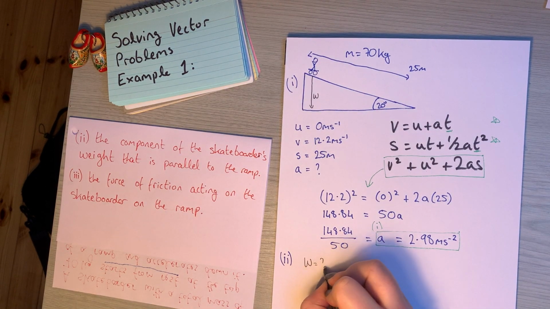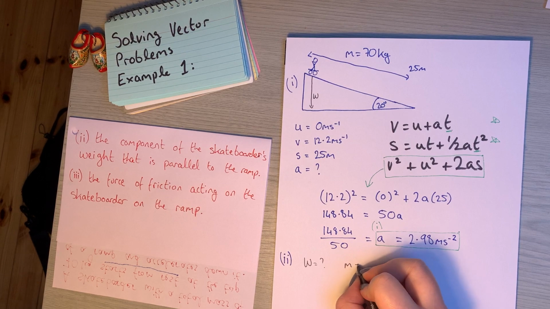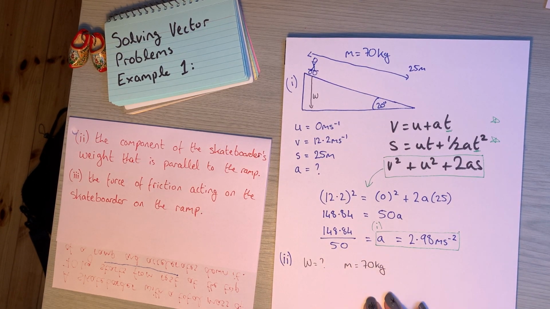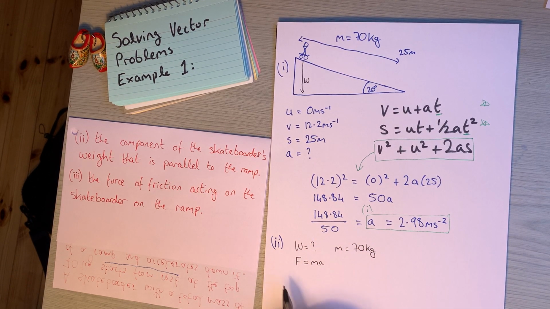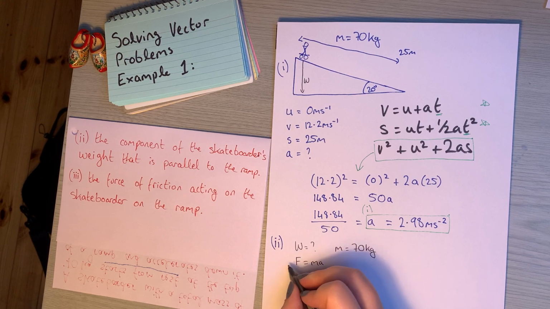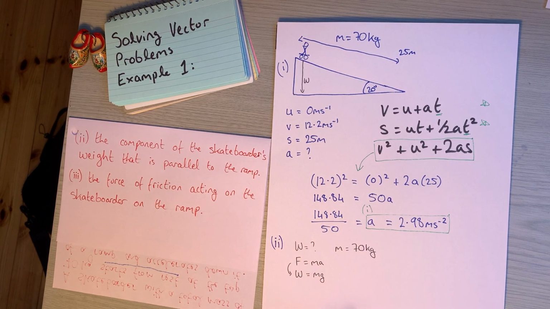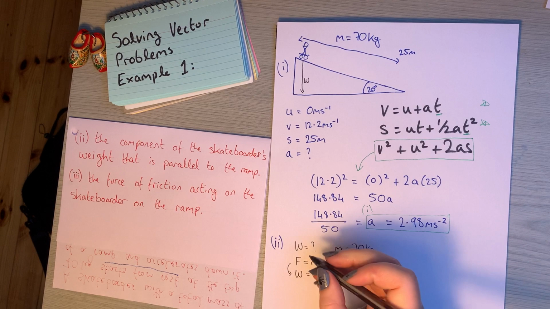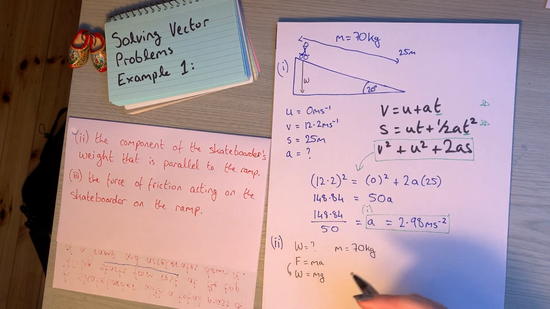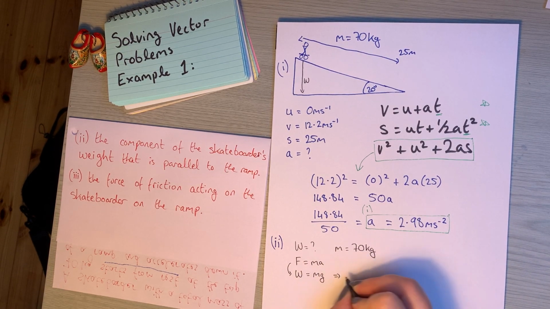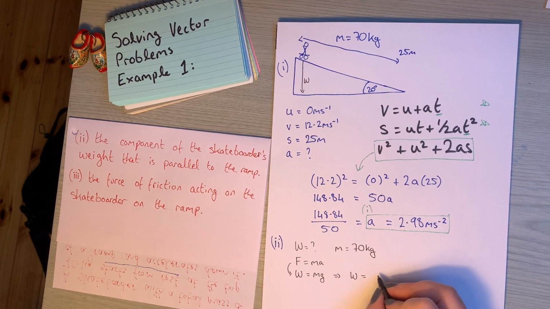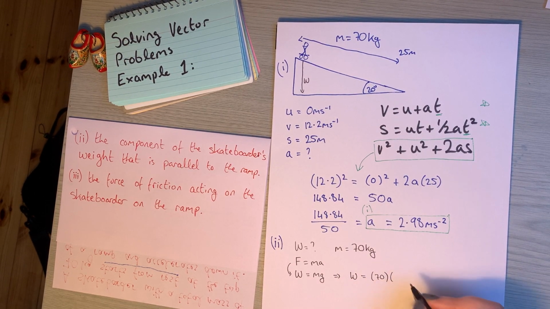What is his weight? Well, we're told his mass is 70 kilograms. And we're familiar with the formula F is equal to ma. So the force is equal to mass times acceleration. So we can use this to write that weight is equal to mass times acceleration due to gravity. So weight is due to our mass being accelerated down by gravity. So therefore we can say that his weight is 70 times acceleration due to gravity on Earth. So that's 9.8.